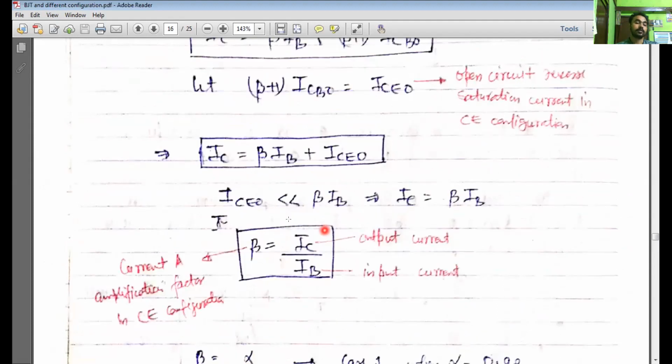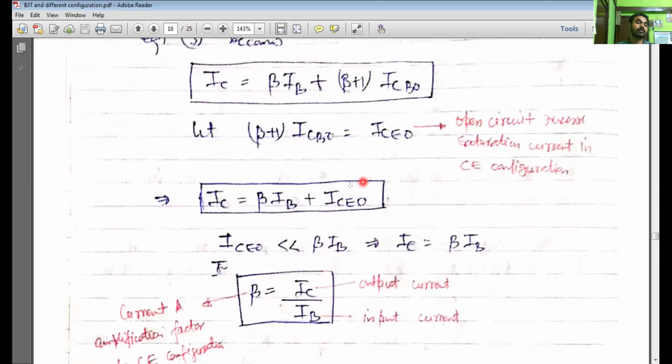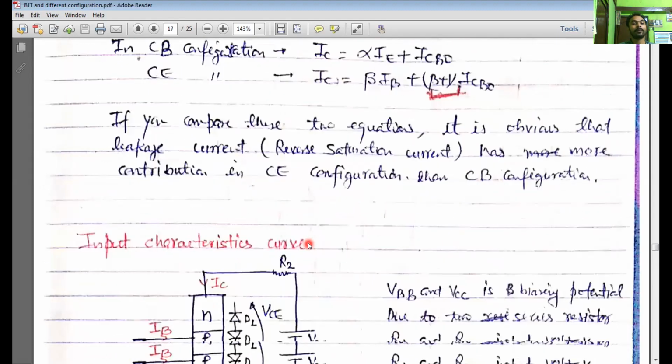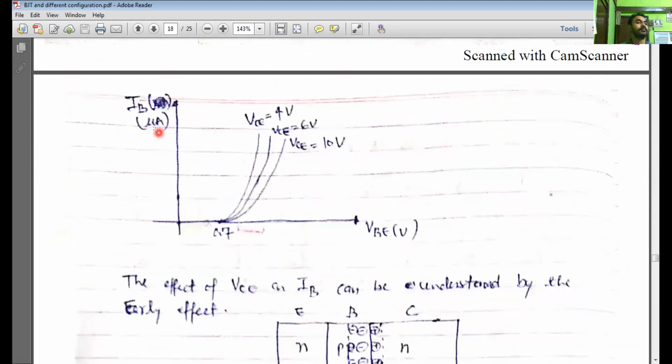Let me clear here. See that I told you this ICO, this is the reverse saturation current that is very much less than beta IB, and I told you this is in the order of micron. But if you see that I've written that IB is also in the order of micron. Then the question comes, how can it be negligible? Both are in the micron order.